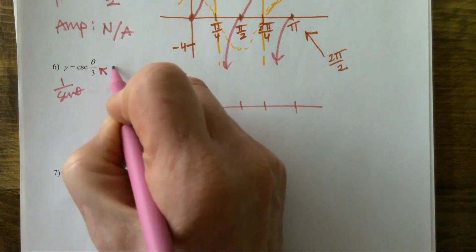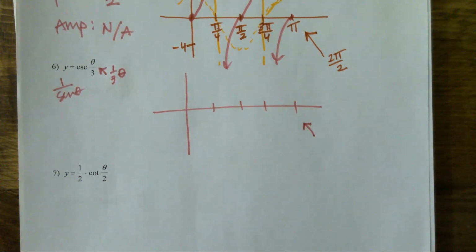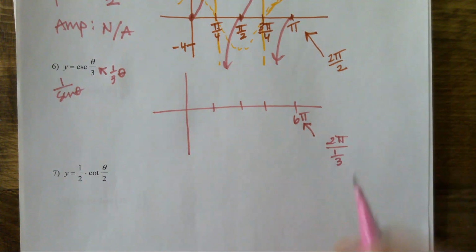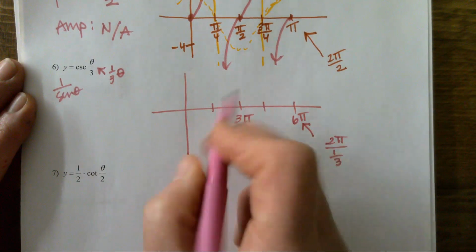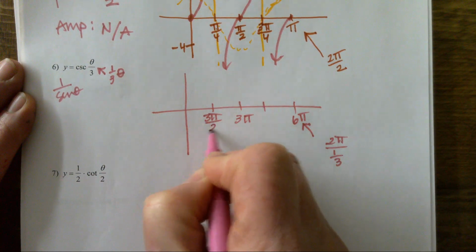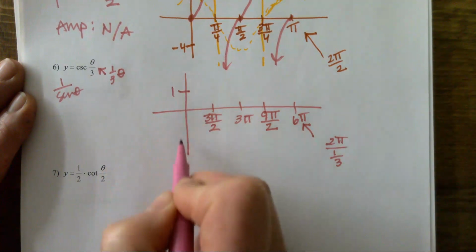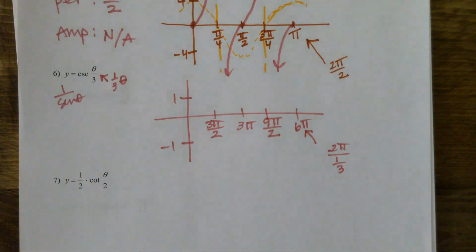Remember that this means 1/3 theta, making this last number what? 6 pi, beautiful. Because that's 2 pi divided by 1/3. You don't divide by a fraction, you flip and multiply, so that's 2 pi times 3. My halfway mark is 3 pi. 3 pi over 2, 9 pi over 2, 1, and -1. So if nothing else, you should be able to get this done. You did it in last chapter, and when I corrected your test, you guys did great.